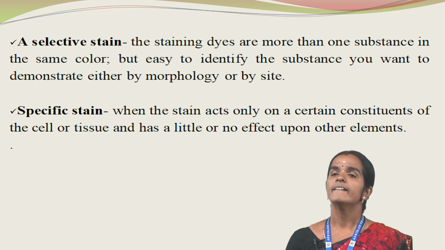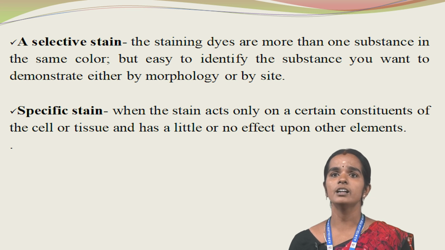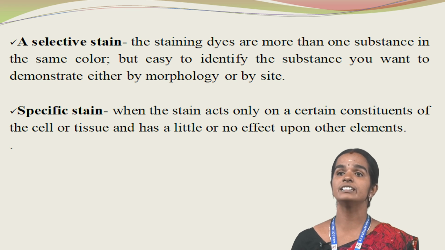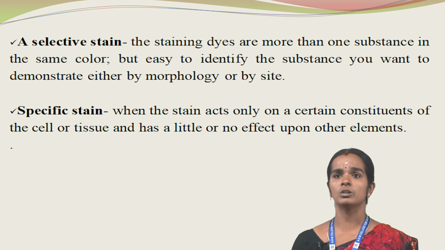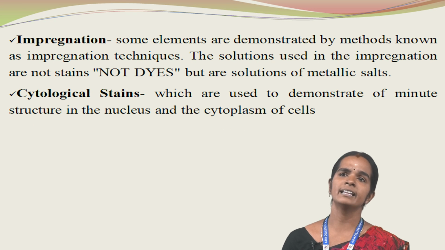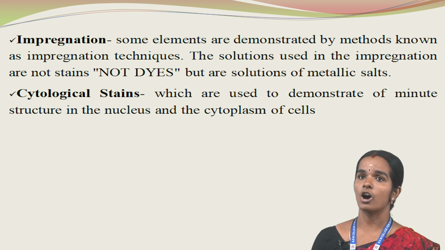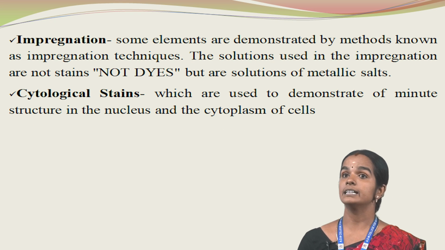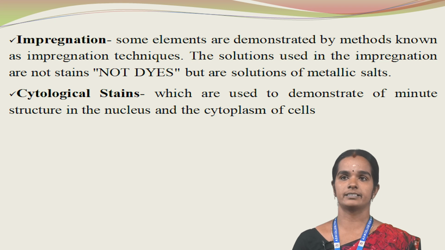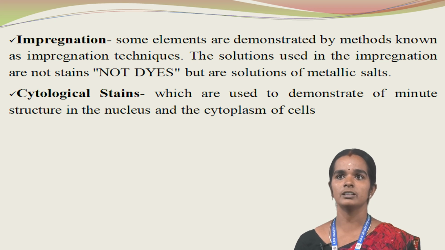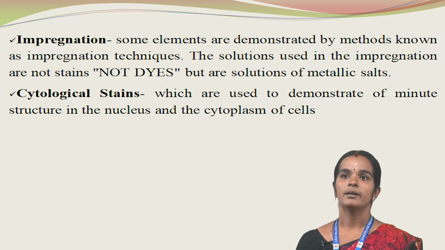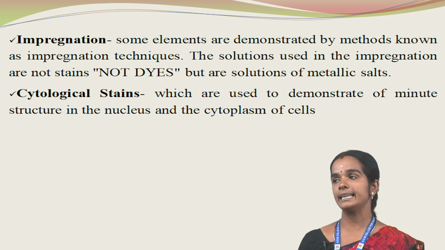Specific stain: when the stain acts only on certain contents of the cells or tissue, or has little or no effect on the other elements. This is the impregnation. Some elements are demonstrated by a method known as the impregnation technique. The solutions used in impregnation are not dyes, but are solutions of metallic salt.